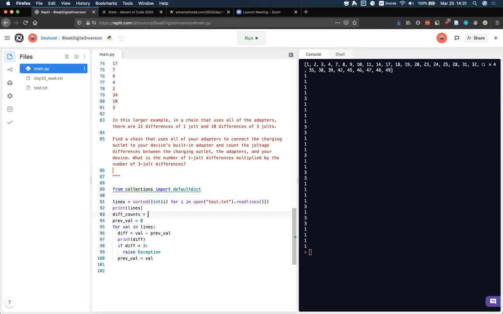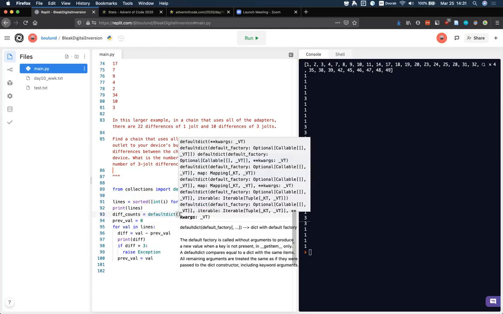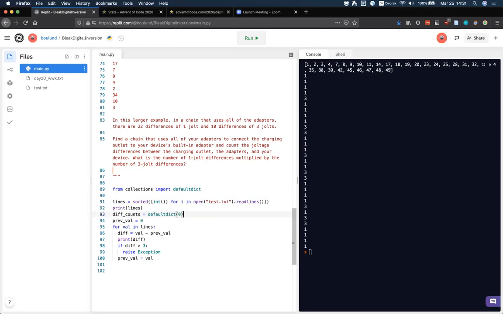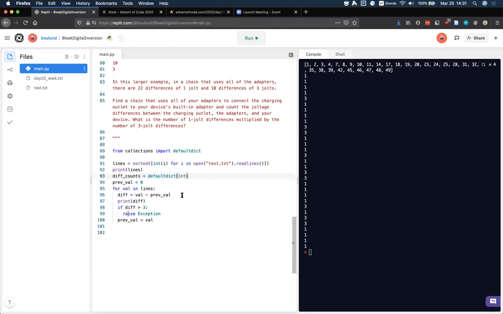So diff counts equals default dict. And then I guess is 0 the op? Put just an integer there, should be fine. Ah, right. Okay. Yep, compiles. Great. So then we're going to just say diff counts diff plus equals this.